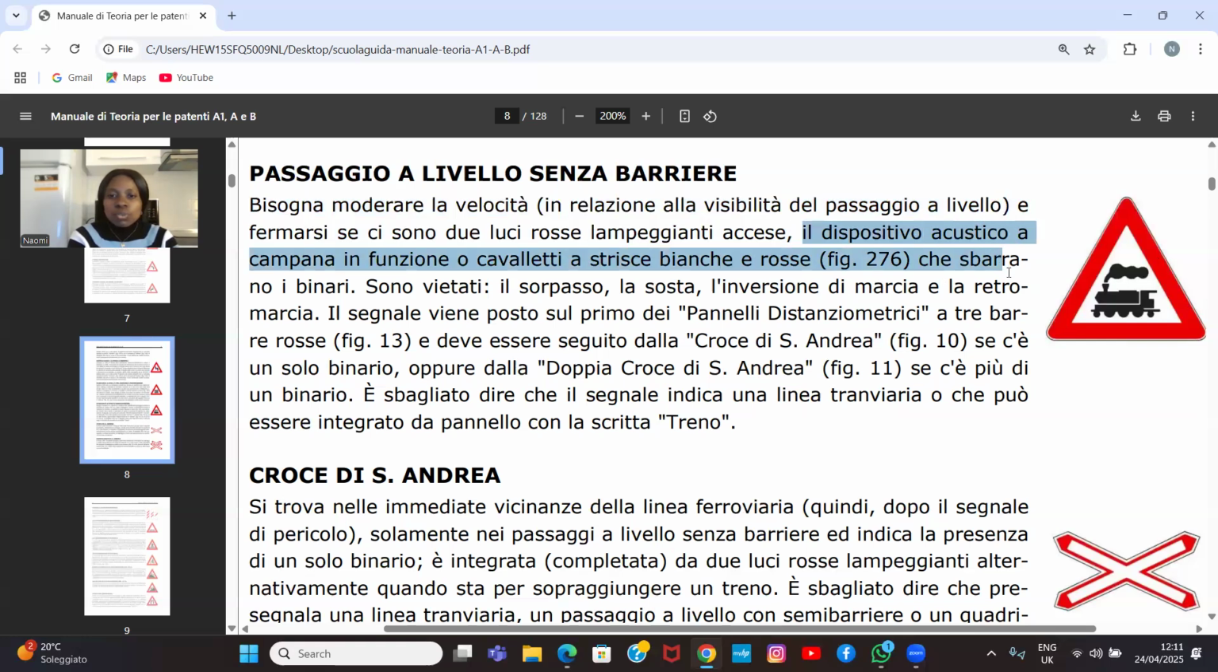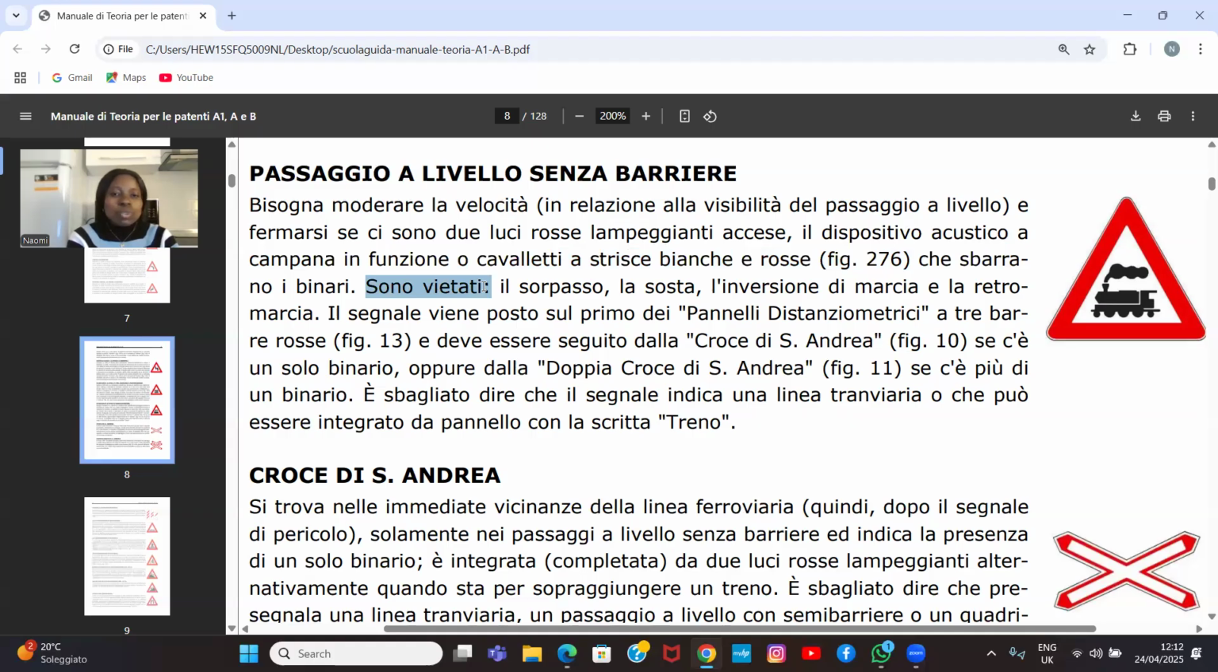Now, let's continue with the rules. It says, il dispositivo acustico a campana in funzione e cavallette a strisce bianche e rosse che sbarrano i binari. So you're going to also come across the sound of the ringing of a bell when you're approaching the train track, or you will see a pole that has white and red stripes that will block that particular spot. So these are some of the things you're going to come across. And these are the actual rules.